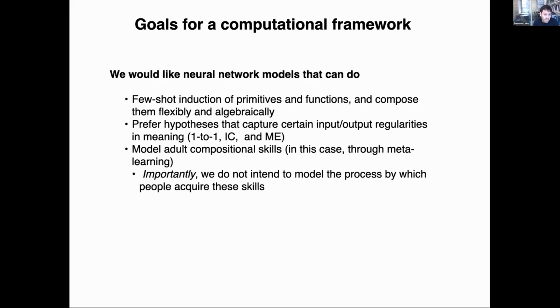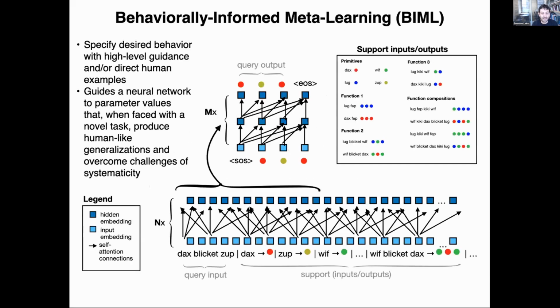So what are the goals of a model? This is what I'm going to tell you about in the next few minutes. We want a neural network that can do few-shot induction of primitives and functions to compose them flexibly and systematically, but also prefer certain hypotheses that capture input-output regularities and heuristics that people also show. We want to model the adult compositional skills. In this case, we're going to use meta-learning to do so, but importantly, this is not meant to model how people acquire these skills. We can also talk about that in the discussion.